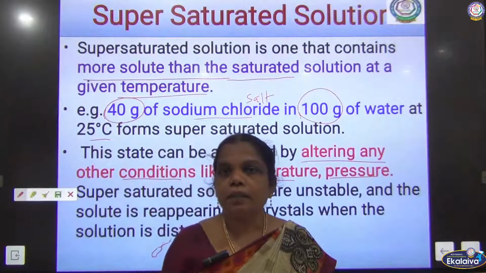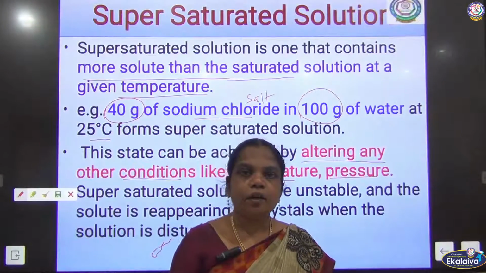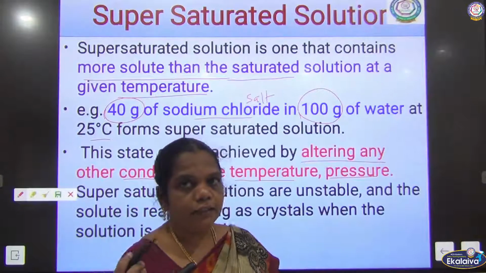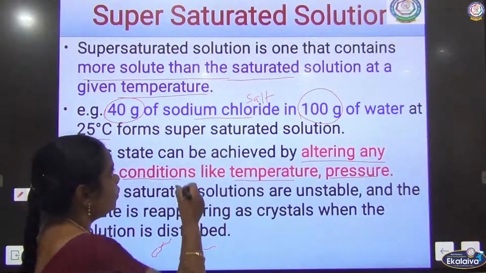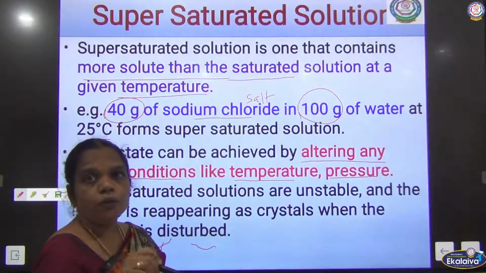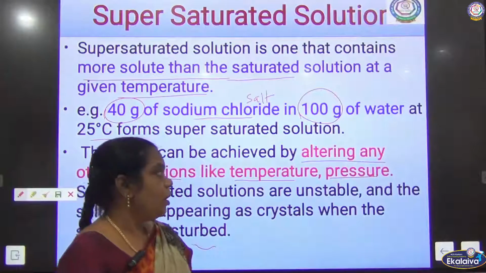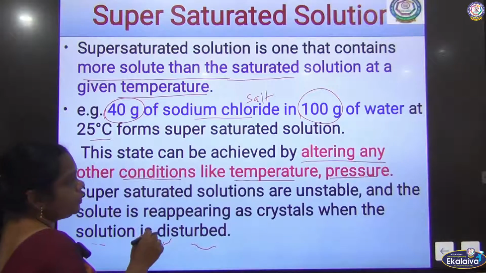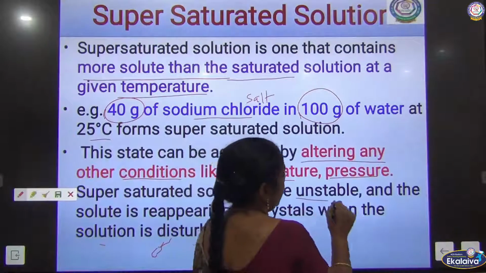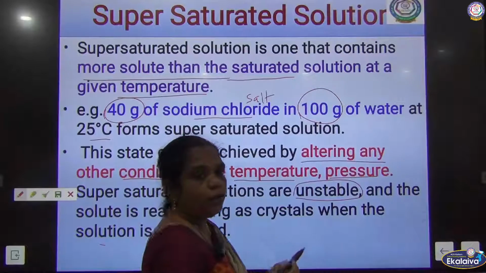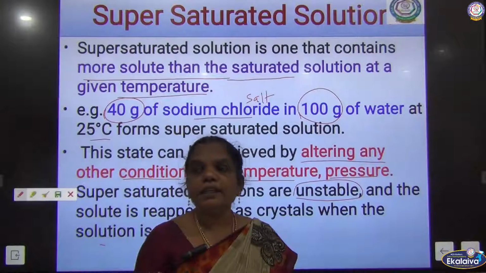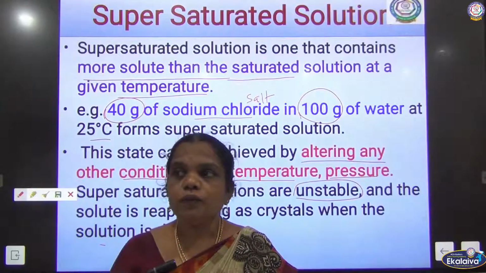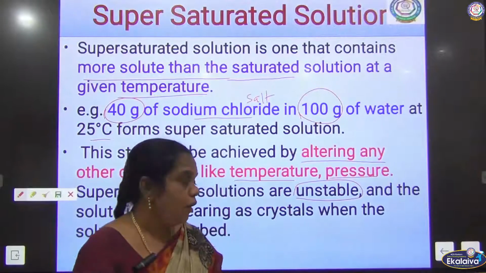By increasing the temperature from 25 degrees Celsius, the normal condition, if you increase the temperature to about 30 or 40 degrees Celsius, we are able to dissolve more substance, more solute, in the given amount of solvent. By altering the condition, the saturated solution becomes unstable. What is the alteration of the condition? Increasing temperature or pressure to dissolve more solute particles in the given amount of solvent.